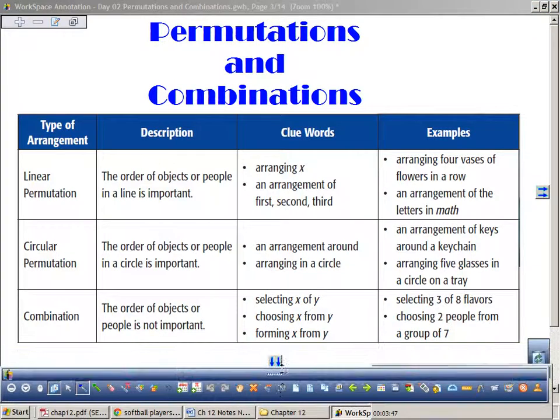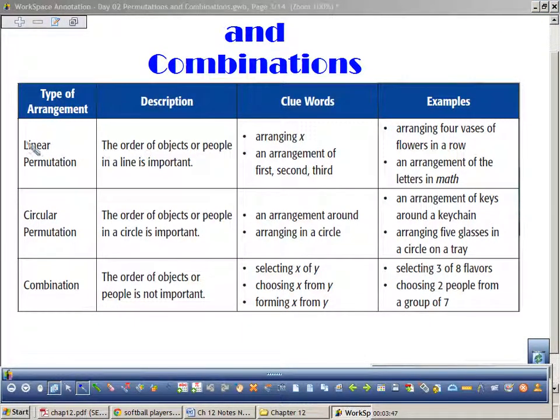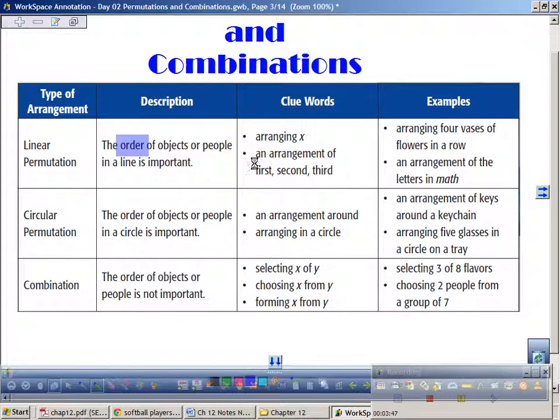Alright, so let's talk permutations and combinations. Alright, so a linear permutation is the order of objects or people in a line is important. So here, let me highlight some of these. Order is important. And we're going to talk these, and then we're going to start working on some of them together, and I'll show you what the formula is for combinations. Okay, so here's some clue words. Arranging, that's a huge one. Or an arrangement for first, second, third.